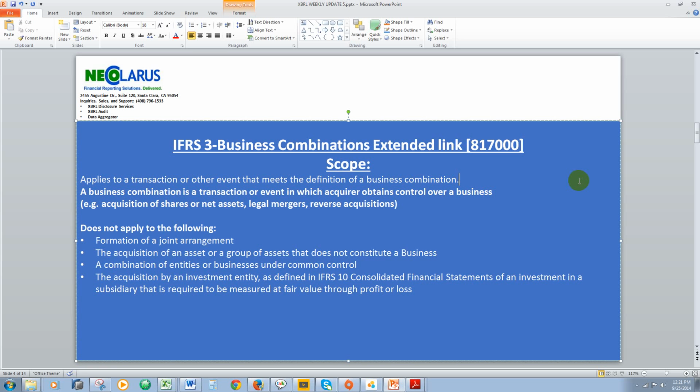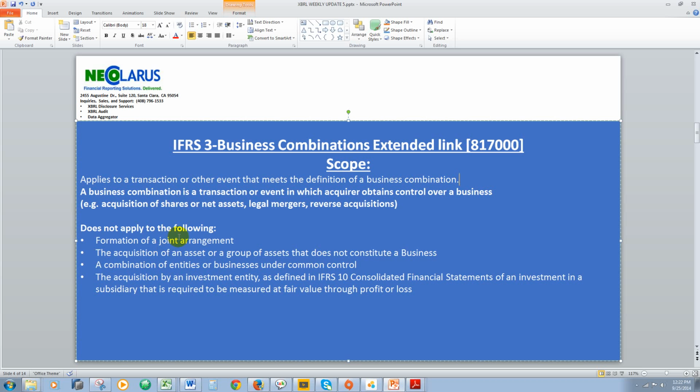So what is the definition of business? Business, we can define in a very simple way. It is an integrated set of activities and assets capable of being conducted and managed to provide returns including dividends and cost savings. So the basic objective of business is to generate returns in the form of dividends and cost savings.